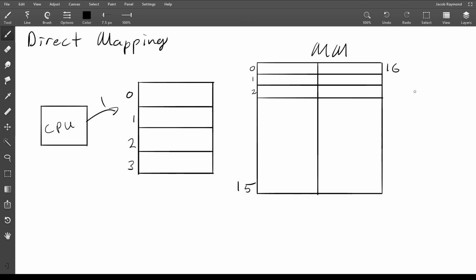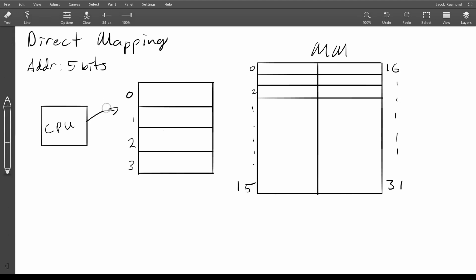So for the main memory, I'm just going to assume that there are 32 locations, from 0 to 31, just because that'll make it easy. That means that our addresses can be represented with 5 bits. And keep in mind that increasing to more bits just essentially amounts to having a larger main memory or a larger cache. The concepts and the work are identical no matter how many bits you're using. It's just bigger or smaller.